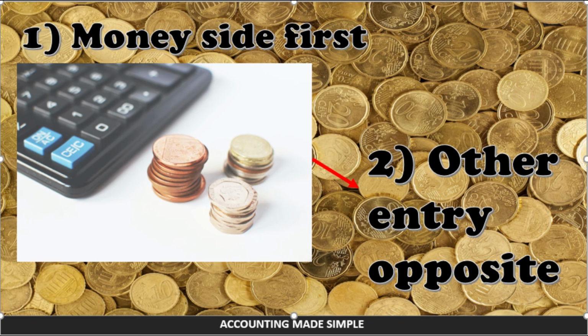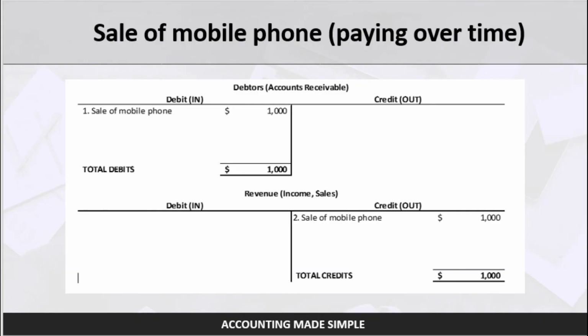Money is still coming in, so the first entry has to be a debit to a money account. What money account do we use? Debtors, also known as accounts receivable. The accounting entries would look like this. Here we have our two T accounts, debtors and revenue. On the money side of the entry, we have $1,000 coming in to debtors, accounts receivable.